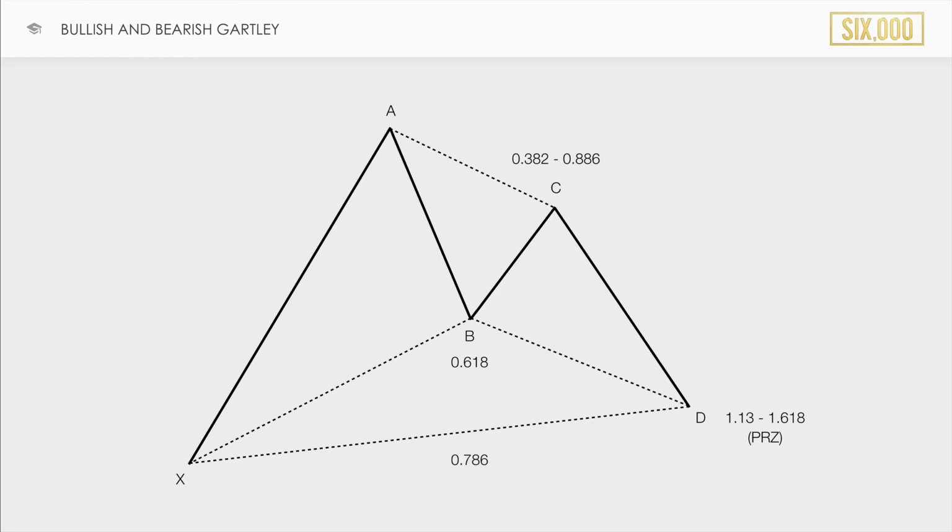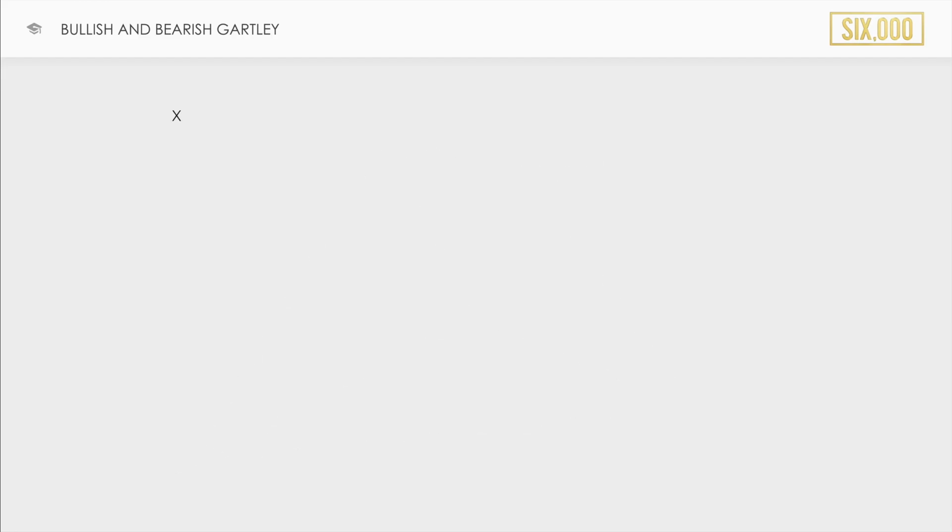And the last measurement, this is what defines the D point, completion. The X to A retracement of 0.786, and that sets up the entire pattern. So the 786 and the ABCD, those are the 2 most important measurements in this overall structure.